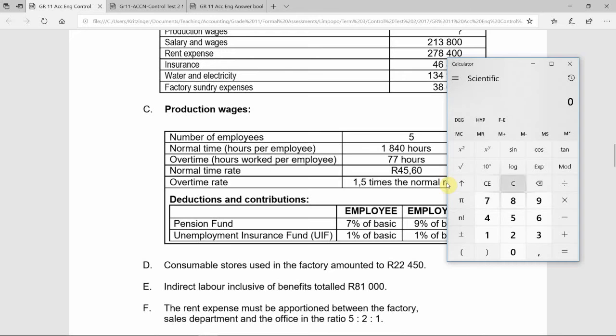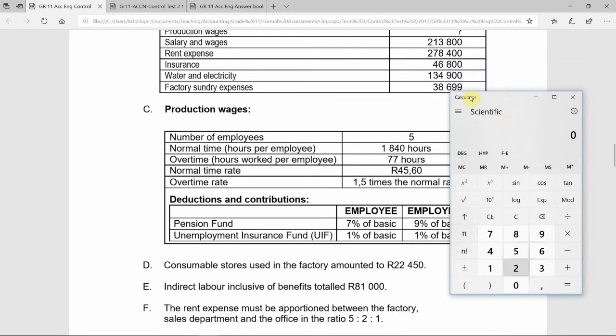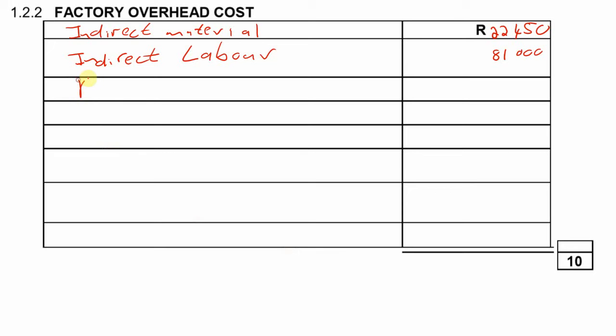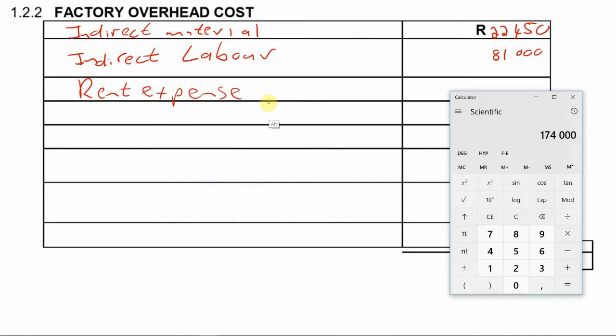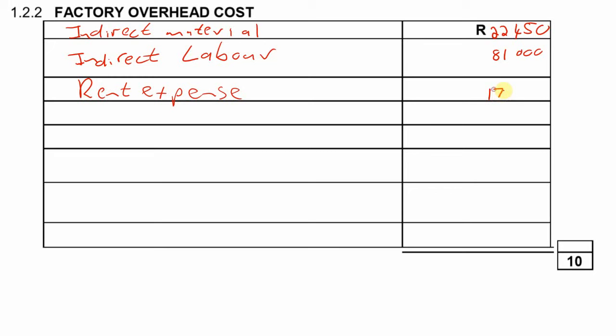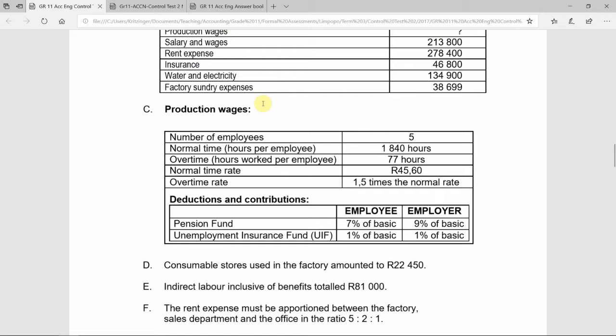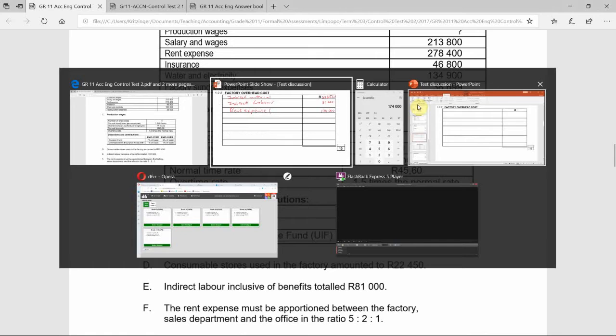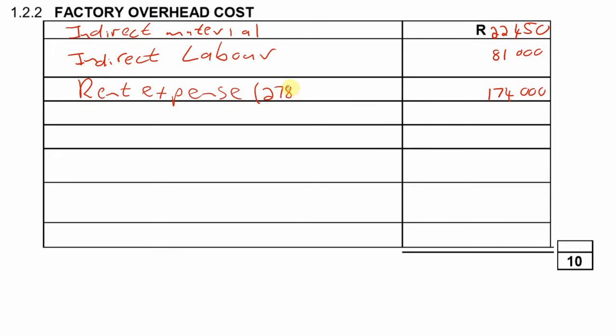So we need 5/8 of our rent expense, which is 278,400. So we have to take 278,400, multiply by 5 and divide by 8. So 174,000 is in fact our rent expense. So we said rent expense 174,000, and we obtain it by taking the 278,400 and multiplying it by 5/8.